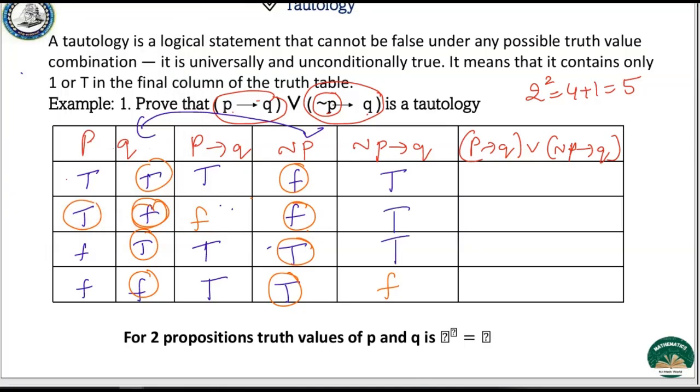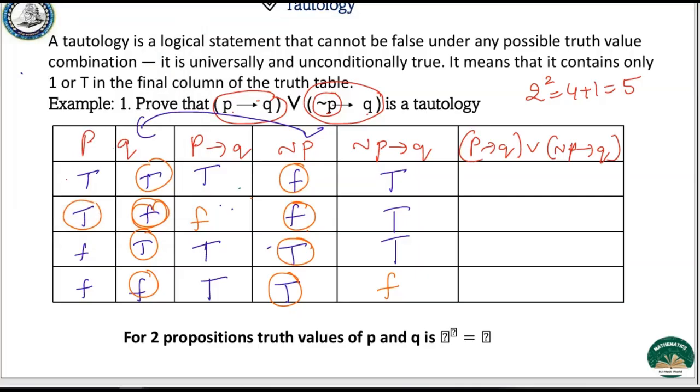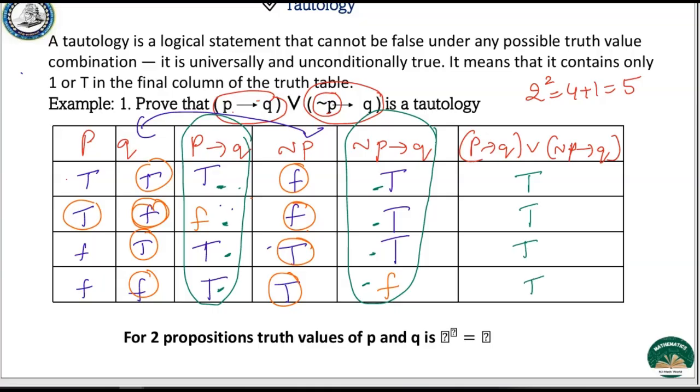Now the final one, you have to check the columns for P implies Q will be this column, and negation P implies Q will be this column. Now the condition is or. So if the condition is or, what will that be? That will be F and F, it should be F. Otherwise it is true. We'll just see F and F. No, we don't have. If there is no F and F for or, then the remaining all will be T.